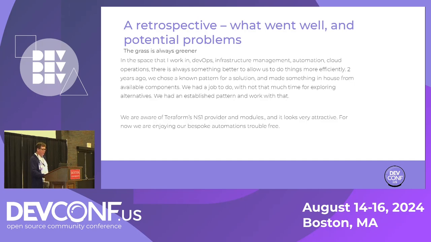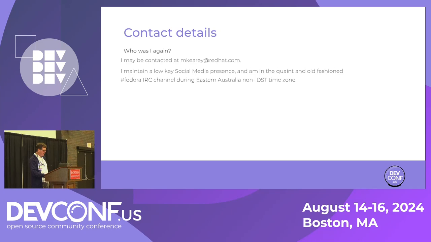But I'm aware of Terraform, and I saw the presentation slightly earlier today about Terraform, and Terraform has an NS1 provider and modules, and it looks rather good. One of the things is it already implements the rate limits for API calls, which is pretty cool, so it's something I'm looking at. And it'll be an opportunity to learn Terraform. We're pretty happy with our bespoke automations at the moment. It's trouble-free.